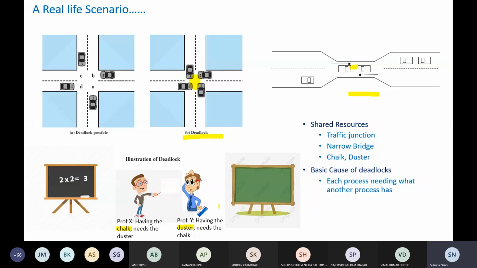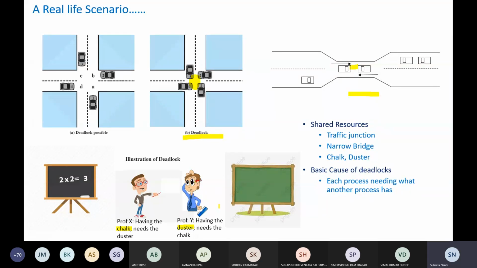Okay, and they are not willing to share. They want to use the resource, both the chalk and duster, in a mutually exclusive way, so that the chalk can be used by only one faculty member. In both cases they are holding one resource and requesting, waiting for some other, and they are not willing to release it or give it up voluntarily until their task is complete. And this rigidity creates a situation of deadlock.